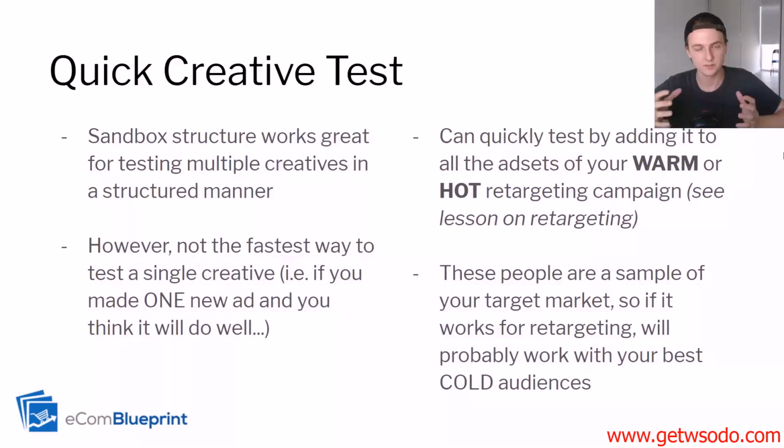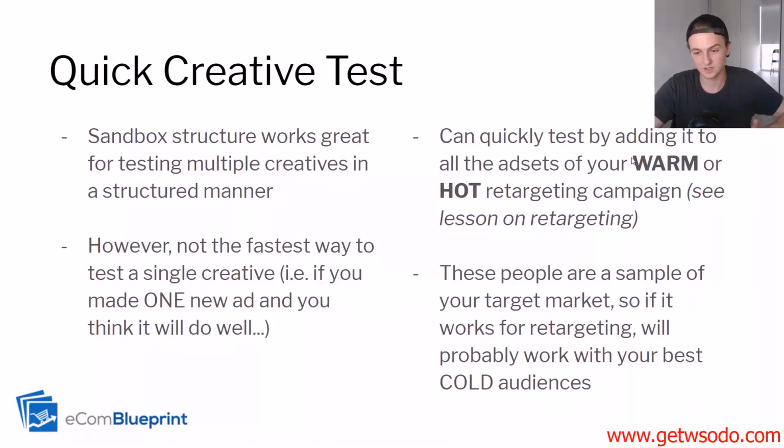Now, before I end the presentation, I want to quickly touch on a quick way to test a single creative. So sandbox structure works great for testing multiple creatives in a structured manner, right? If you want to test 5 variations or something, the best way is definitely with a sandbox campaign like I just showed you. However, if you want to just test a single creative, so for example, if you just made one new ad and you think it'll do really well and you want to quickly test it without having to test like 5 variations, what you can do is you can just quickly add it to all the ad sets inside of your warm or hot retargeting campaign.